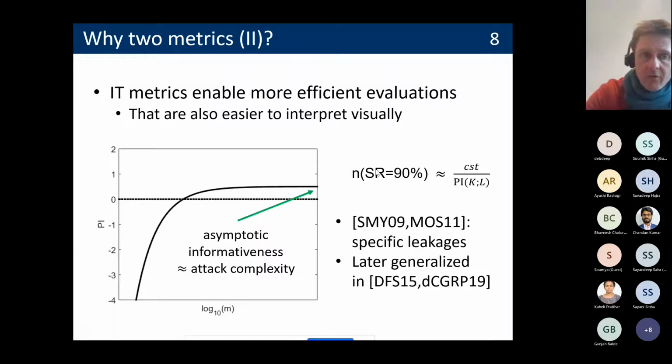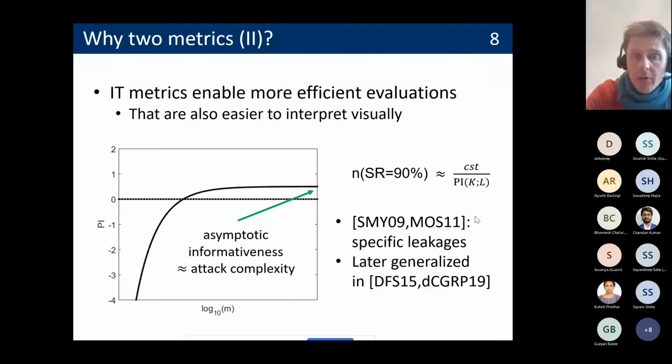And if you look at the y-axis, so if you look at the final value of the PI, for example, this relates to the asymptotic informativeness and to the attack complexity, because essentially the number of traces that you need to attack with a given success rate is proportional to a constant divided by the information theoretic metric. And the constant essentially depends on the success rate that you want to target and the size of the key hypothesis that you want to recover.